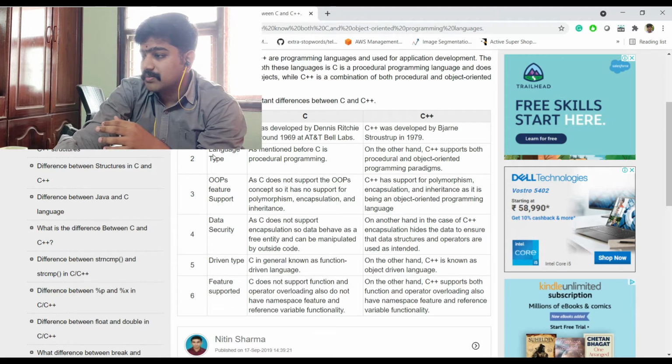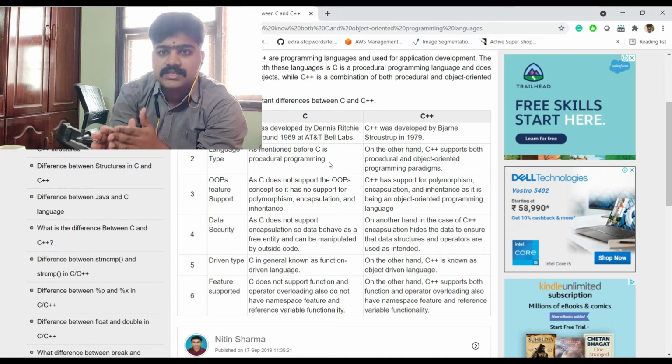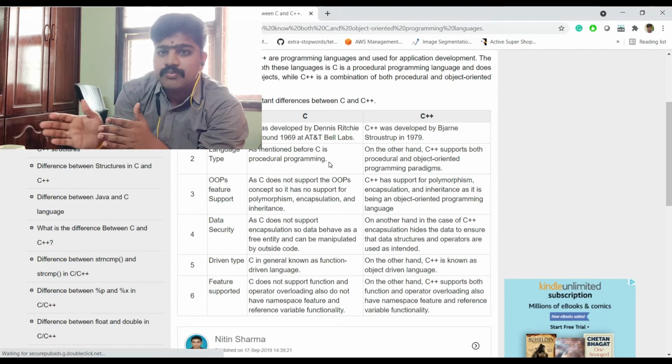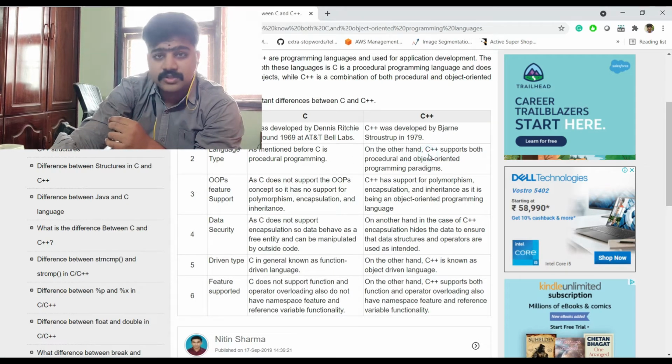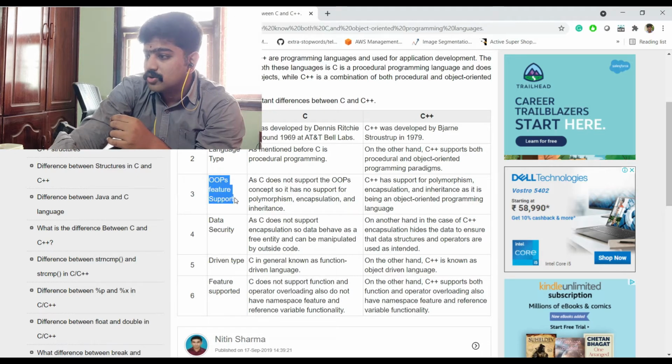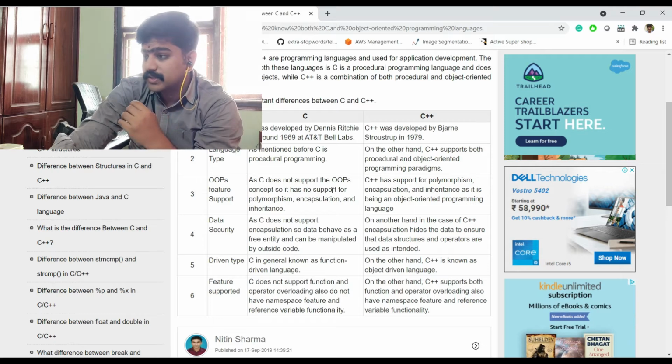But language type. As mentioned before, C is procedural programming. So it's a sequential thing. We need to write a C program in a proper structure, that is step by step, step by step. It's a kind of procedure. But on the other hand, C++ supports both procedural and object-oriented programming. Then OOPS feature support. C does not support OOPS concepts. C++ supports OOPS concepts like polymorphism, encapsulation, inheritance. All these things you studied in Python programming.